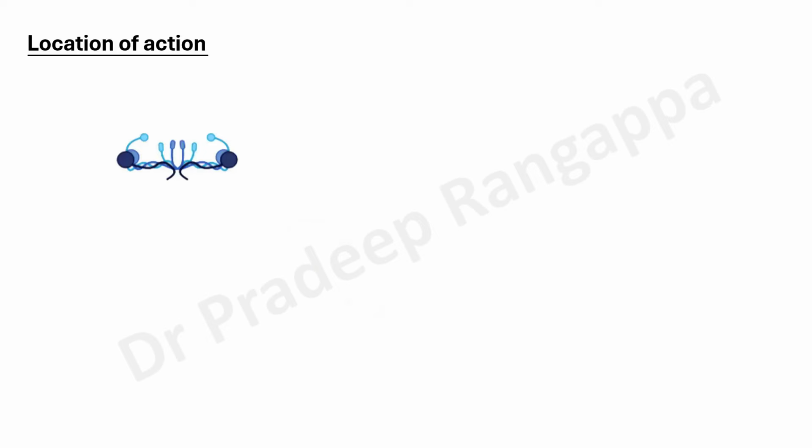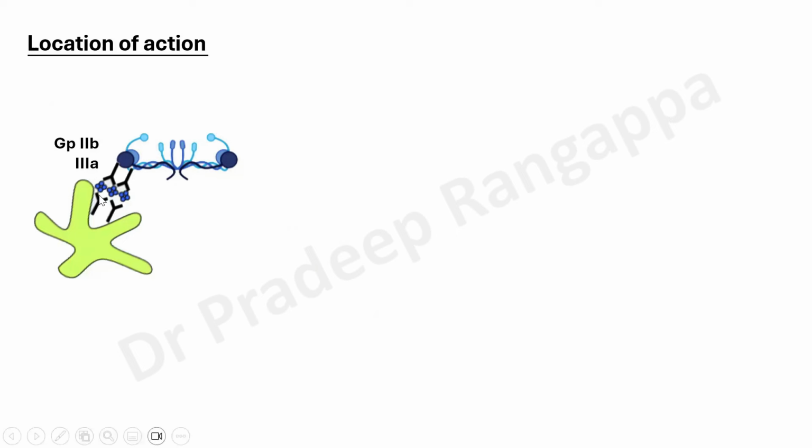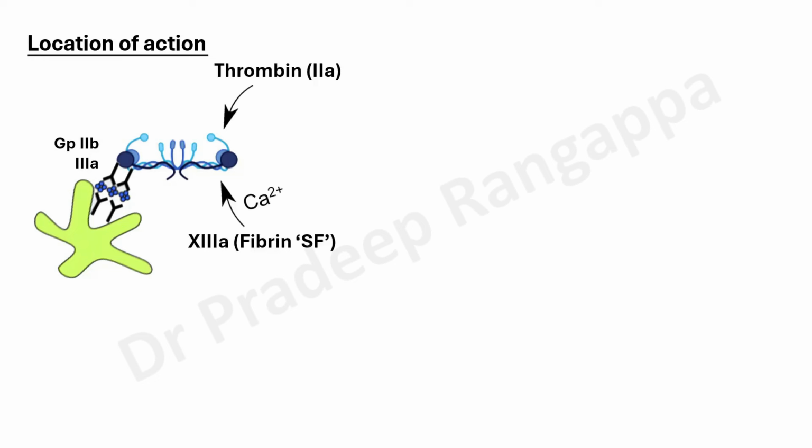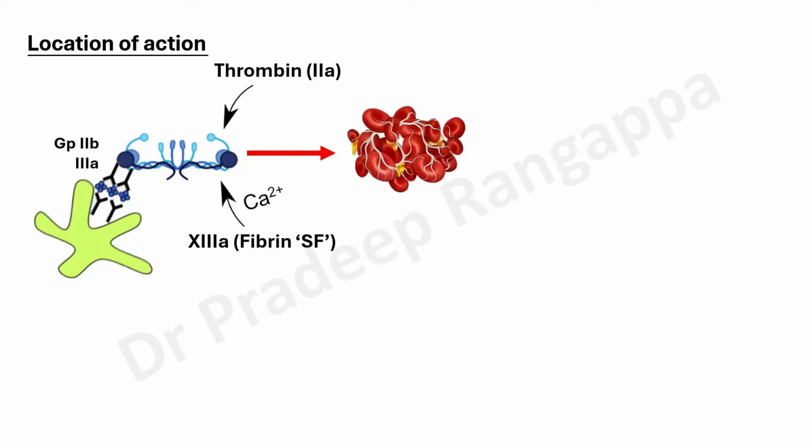And for us to understand, what is the mechanism of action or location of action of fibrinogen? This is useful for all the trainees. As I said, this is how the molecular structure of fibrinogen looks. Fibrinogen binds to glycoprotein 2B and 3A receptors on the platelet. The green one is the platelet. In the presence of thrombin 2A and 13A, which is a fibrin stabilizing factor, and in the presence of calcium, it leads to clot formation. So this is the mechanism of action of fibrinogen.